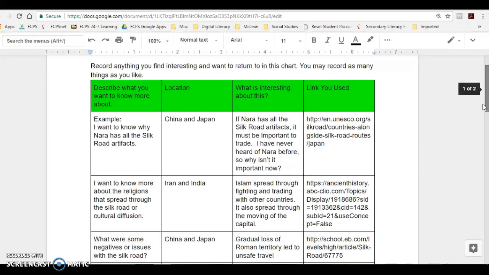I think that students were really successful in understanding the Silk Road, but also understanding how to self-direct their learning and how to find something really exciting and applicable for them and create a meaningful product.